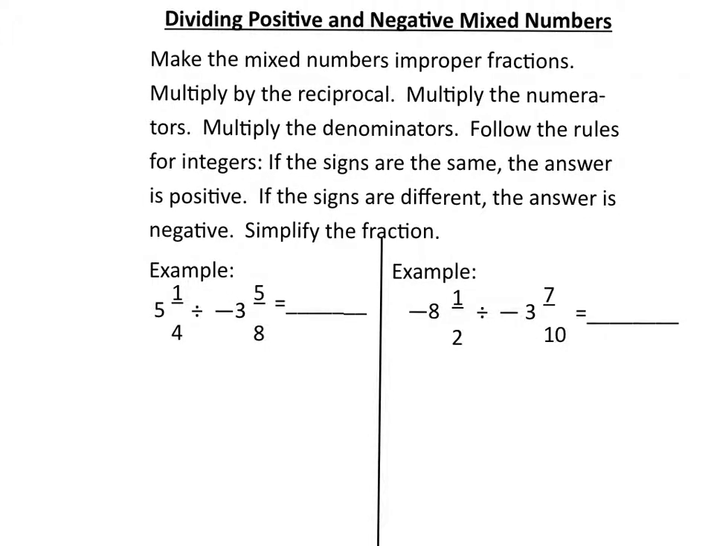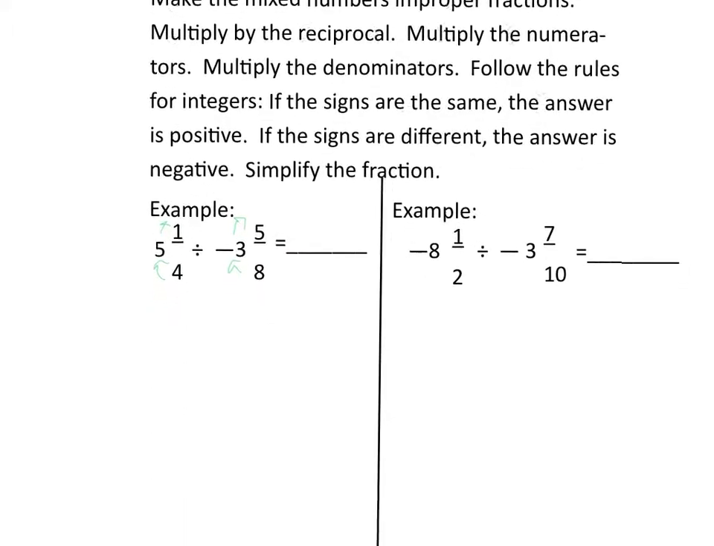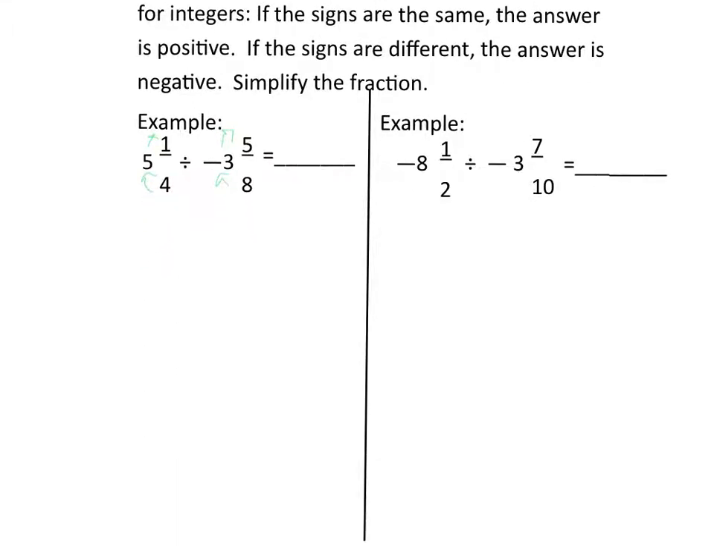So, going through the steps, the first thing we have to do is make a mixed number improper. No big shocks, I know, because we've been doing this now for a little while. We have 5 times 4 is 20, plus 1 is 21 over 4, divided by 8 times 3 is 24, plus 5 is 29 over 8. And we know it's going to be negative because it was negative 3 and 5/8.